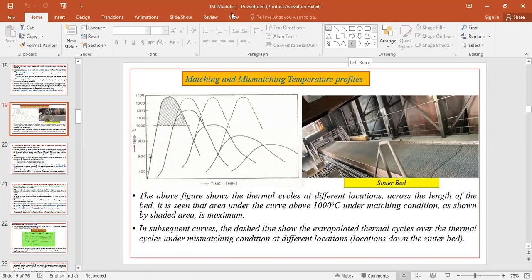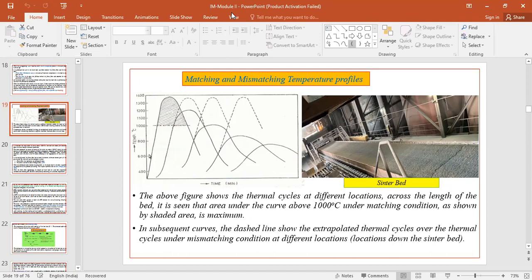So in the last class, we discussed the sintering process, and we have seen how the heat front and the flame front are moving along the thickness of the bed. And today we will discuss a concept called matching. So this is very important.